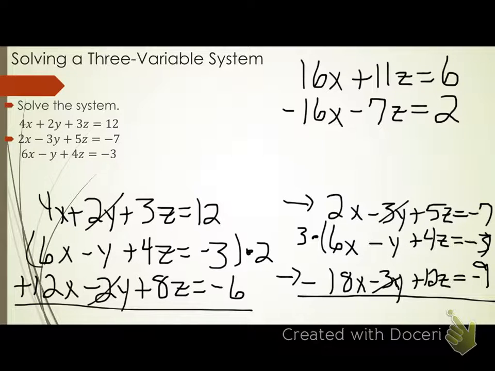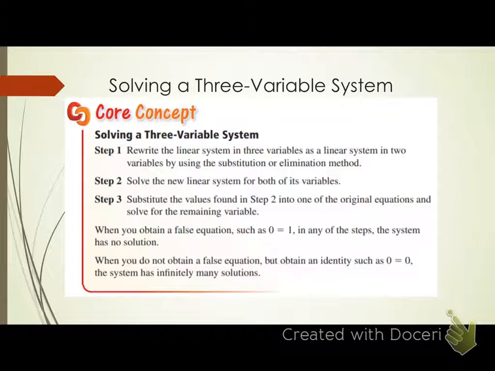Okay, that's step 1. I rewrote my linear system in 3 variables as a linear system in 2 variables by using elimination. What does step 2 tell me to do? Solve the new linear system for both of its variables.